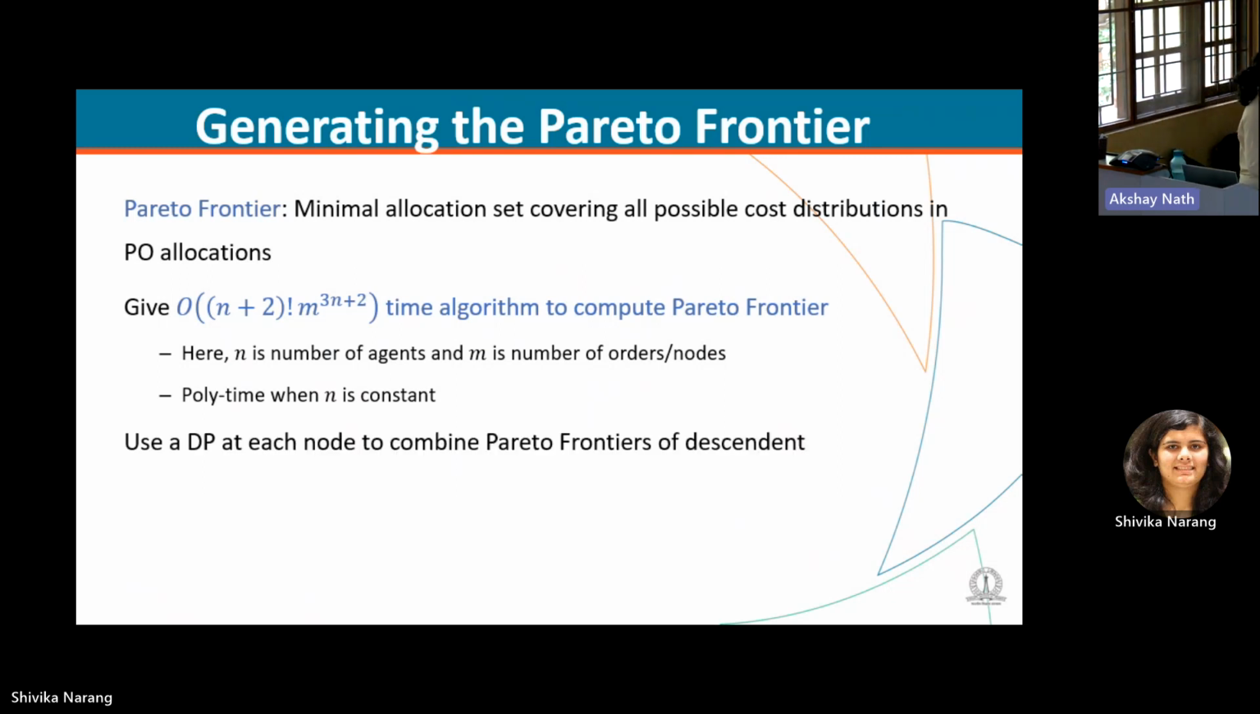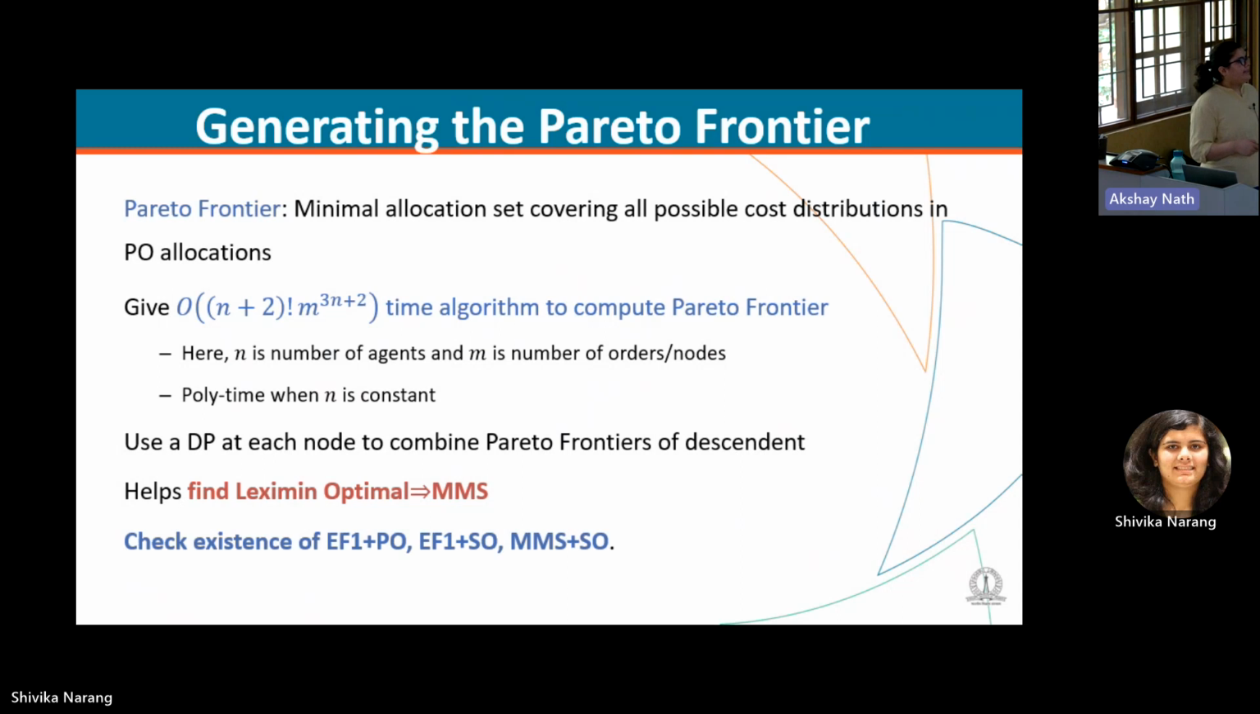And the algorithm uses a dynamic program at each node bottom up. And from this, if you can find all the Pareto optimals, you can find the Leximin optimal. From that, you can find MMS. And then, like I said, check for all different combinations. So what do we do with this algorithm?